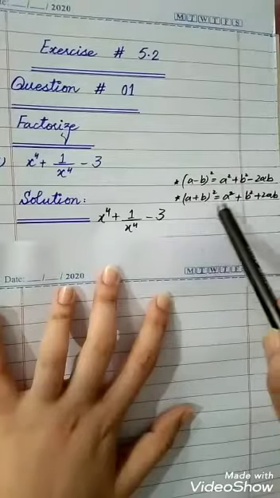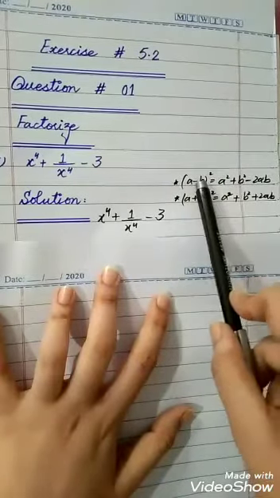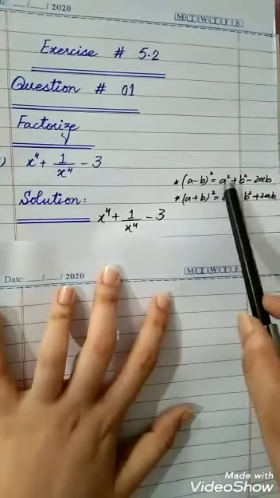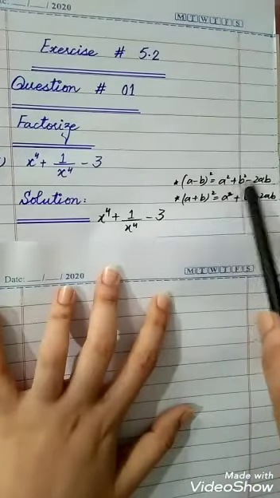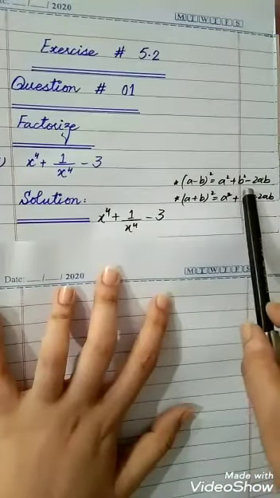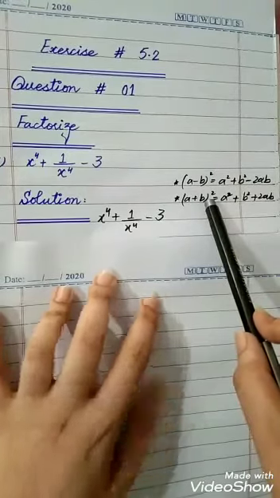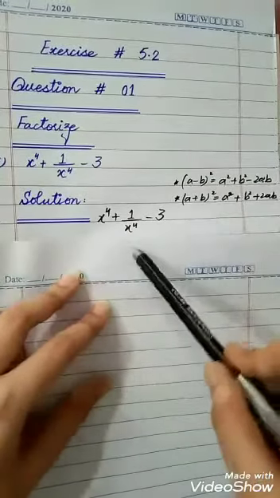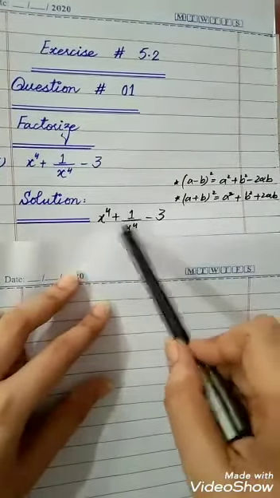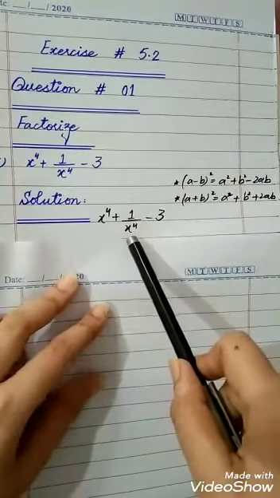(a + b) whole square is equal to a square plus b square plus 2ab, and if there is a negative sign, then we have to apply the formula a square plus b square minus 2ab. Just due to the negative sign, there will be a negative with 2. You are already well known about these formulas. So students, now move towards this question, how to apply the formula here and solve it.